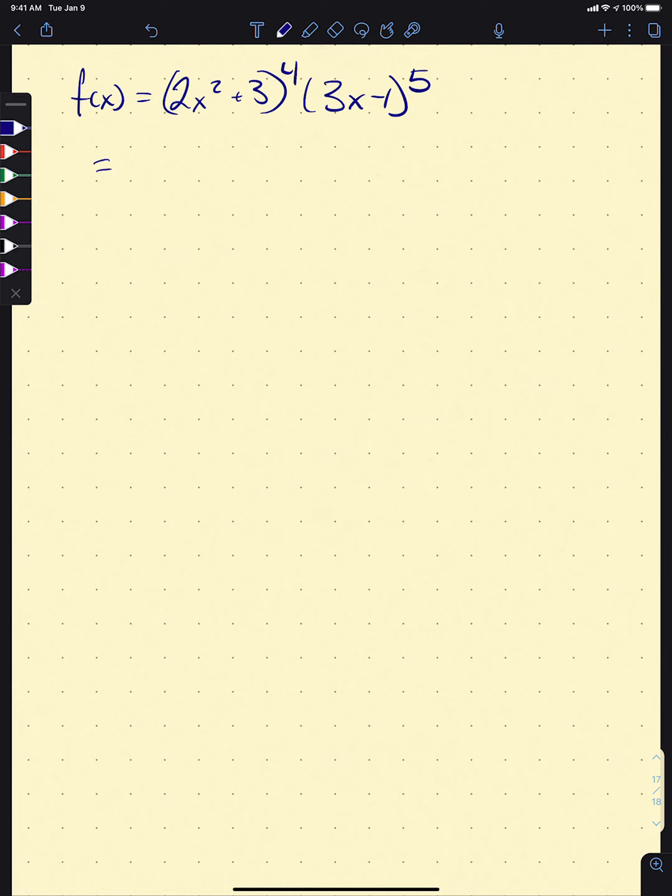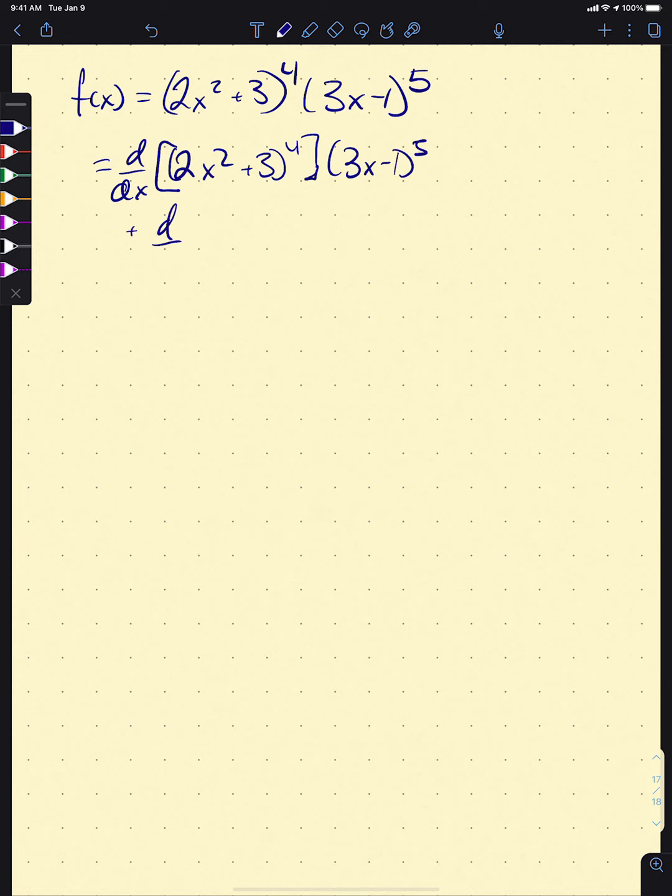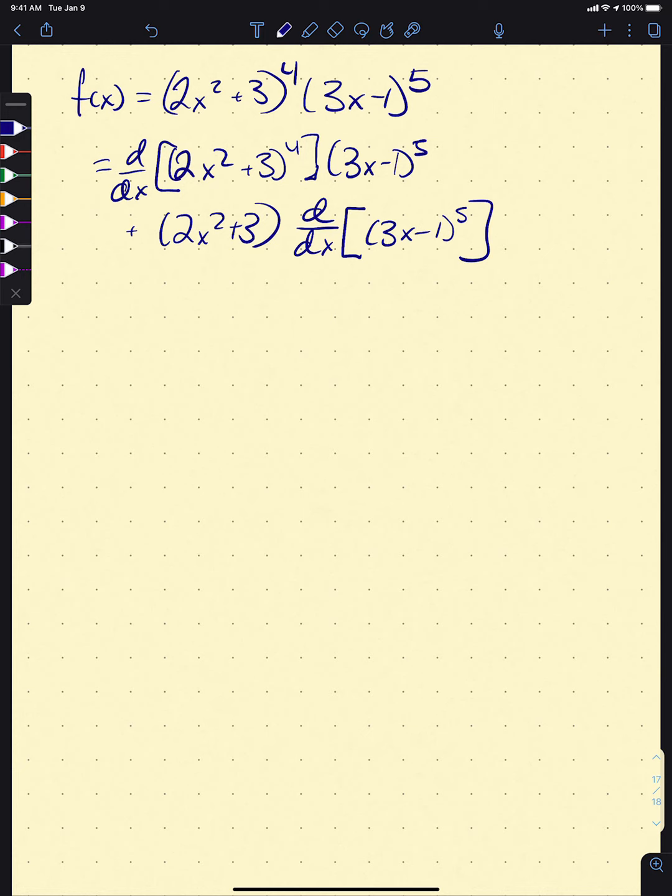Let's start with the product rule. In order to do the product rule, we're going to take the derivative of the first guy, (2x squared plus 3) to the 4th, times the second guy, and we're going to add, to keep our ordering consistent, (2x squared plus 3) to the 4th times the derivative of the second, okay?